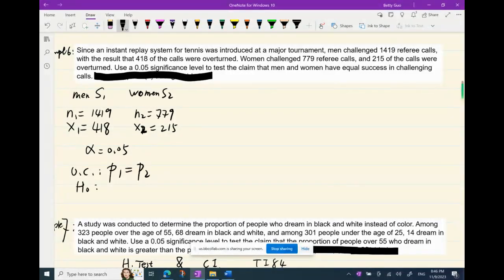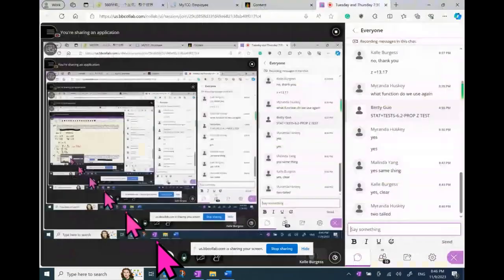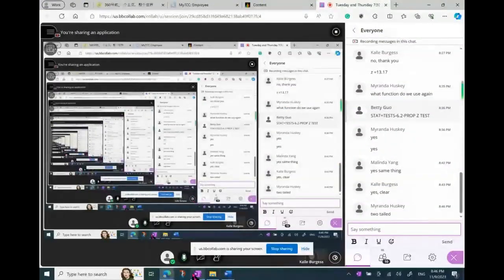Okay, so since the original claim is P1 equals P2 and the null is also P1 equals P2, what do you think the alternative is supposed to be? Not equal. Yeah, not equal. So what type of test is this? Left tail, right tail, or two-tailed? Yeah, it's supposed to be two-tailed. Awesome. Thank you, Miranda. Two-tailed test.